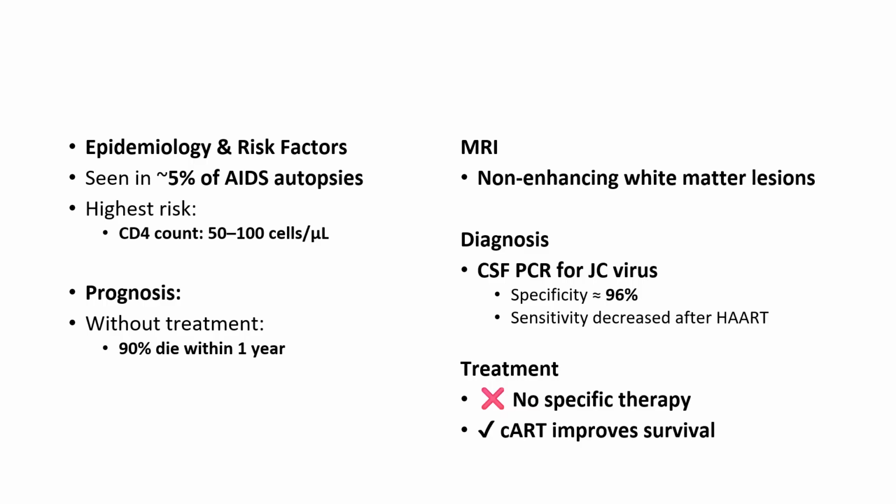MRI will show non-enhancing white matter lesions. Diagnosis is by CSF PCR for JC virus. Specificity is 96%. Sensitivity reduced after HAART therapy. Treatment, there is no specific treatment, and antiretroviral therapy usually helps in survival.